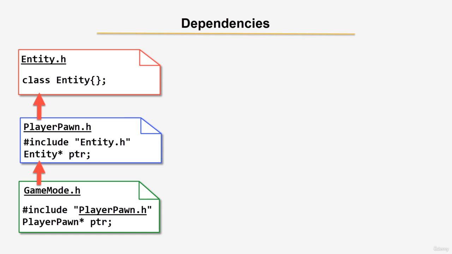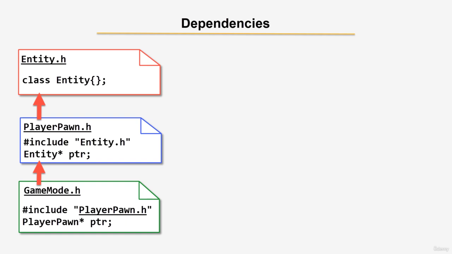Let's look at a simple example using some pseudocode here. To the left, we can see we have some entity header file. That is just for demonstration purposes. That can be any class, it can be a component. Then in the definition of the player pawn, in the player pawn header file, we have a pointer to an entity, or we are trying to instantiate an entity. So we have some entity member, and in this case we are not doing a forward declaration, so we have to include the entity header file, otherwise we'll get an error.